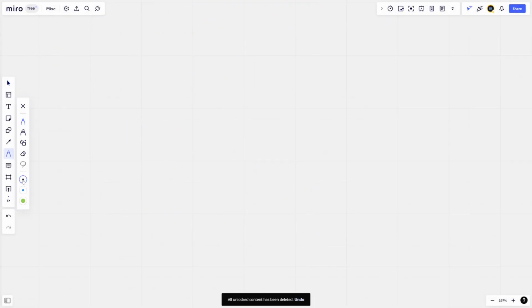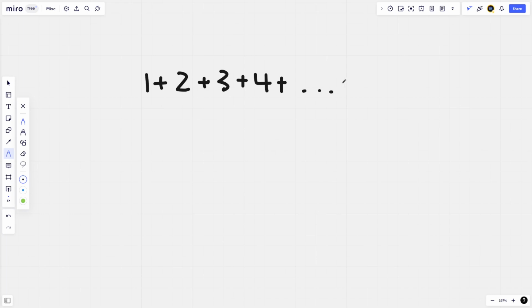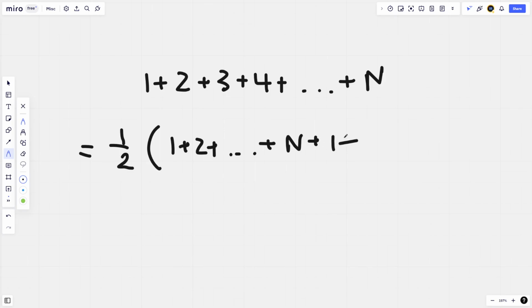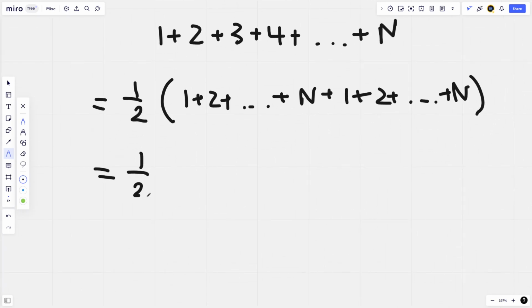I know this lesson was supposed to be about modular arithmetic, but here's a bonus thing. 1 plus 2 plus 3 plus 4 all the way up until n is equal to half of that entire sum plus that entire sum again. And you would obviously think, well, that is completely obvious. What's the point? The point is that we can line up our additions like so.